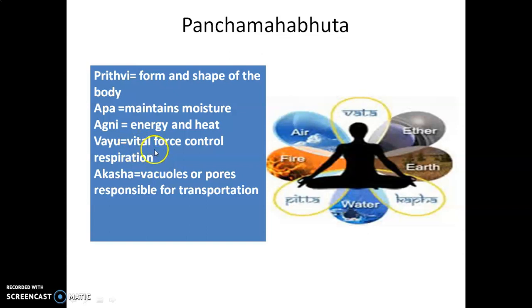Vayu denotes the vital force, and it controls respiration, because without respiration life cannot be possible. And Akasha denotes the vacuoles or pores or void space that are responsible for the transportation of nutritional elements or cell signaling. So that is Akasha.